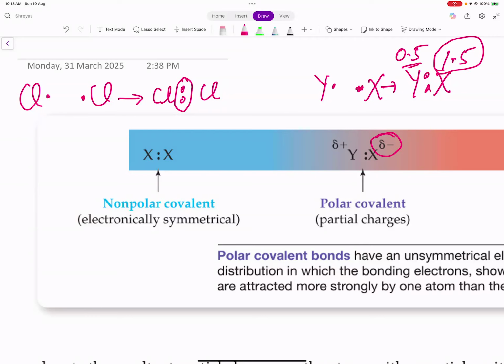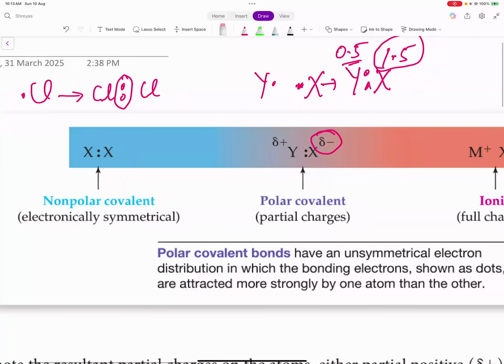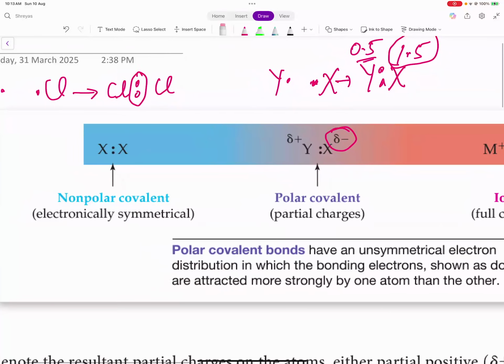So what's an example of it? Example will just come, but for now you can see HCl. We'll just see it. Don't worry. So HCl is an example.